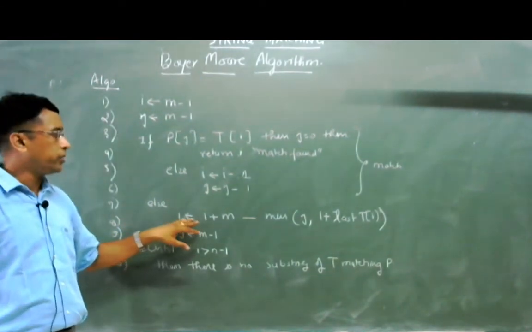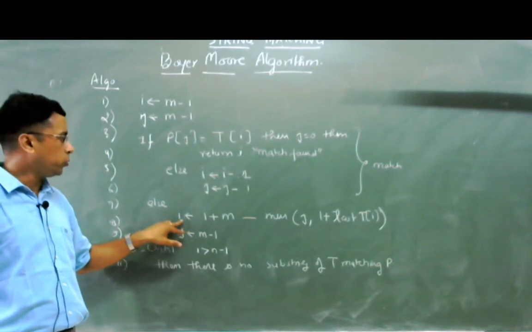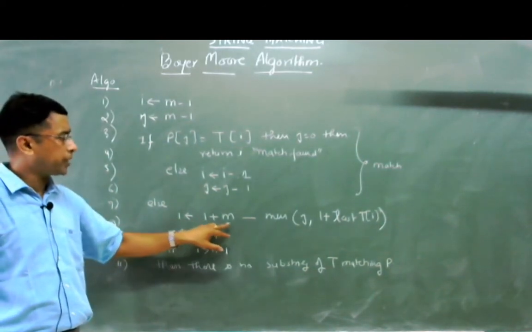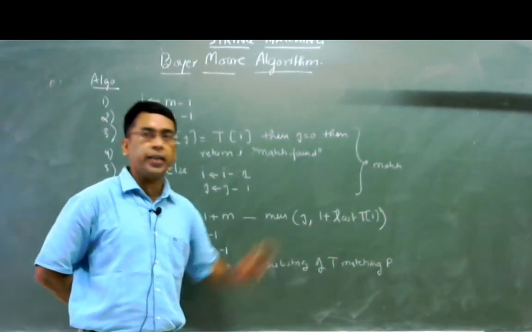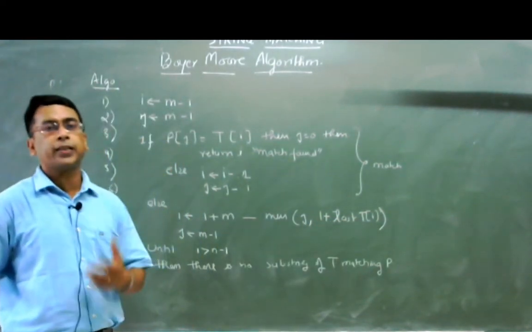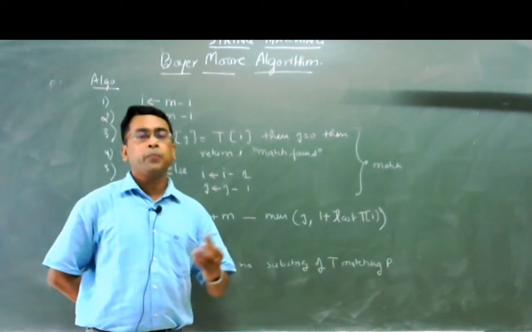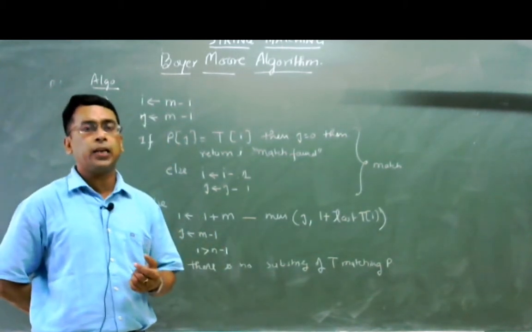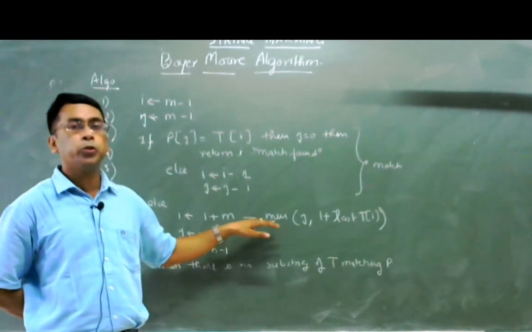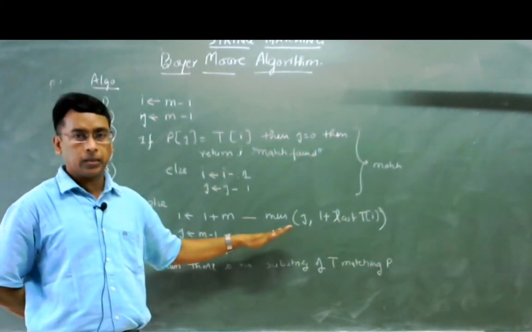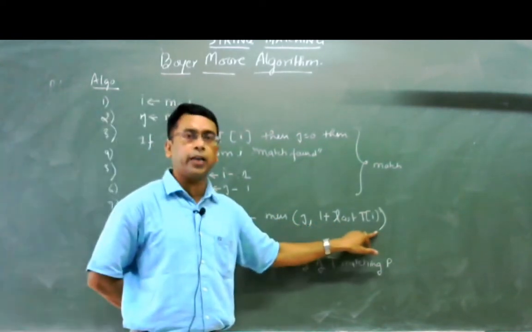When a match does not occur, we find the new value of i, which is i plus m minus the minimum of j and 1 plus last of ti. I shall define what is actually last of ti. The last function is, from the right hand side, the maximum index at which that alphabet exists. After this algorithm, I shall explain what the last function actually is.